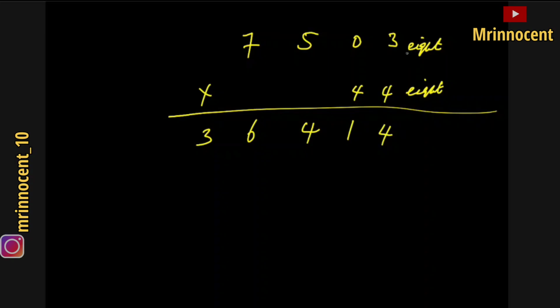4 times 3 is 12 and 12 in base 8 is 1 remainder 4. 4 times 0 is 0 plus 1 is 1. 4 times 5 is 20. 20 in base 8 is 2 remainder 4. 4 times 7 is 28. 28 plus 2 is 30 and 30 in base 8 is 3 remainder 6.